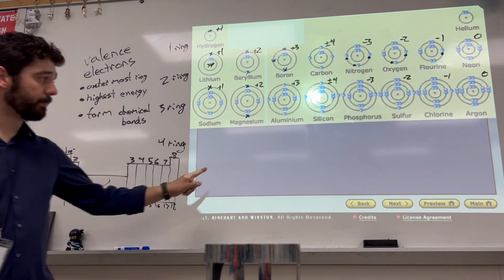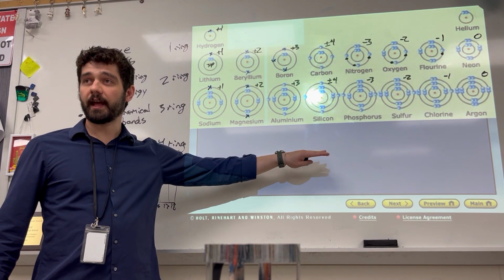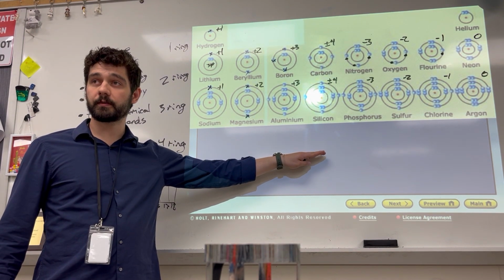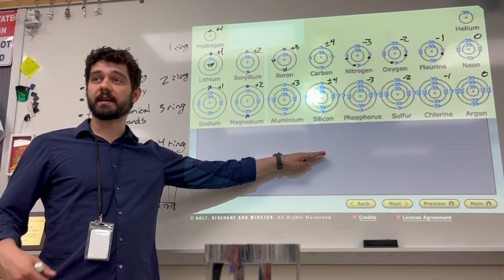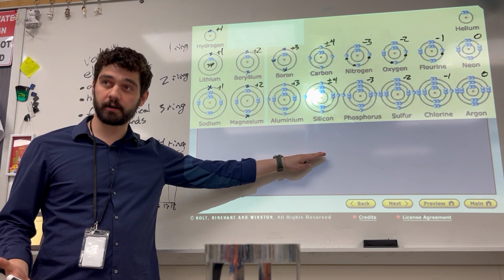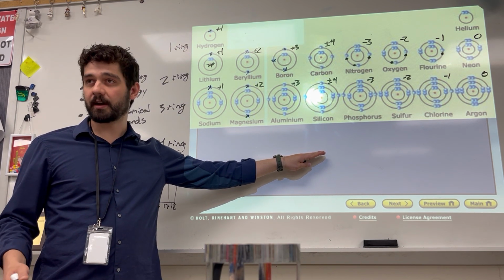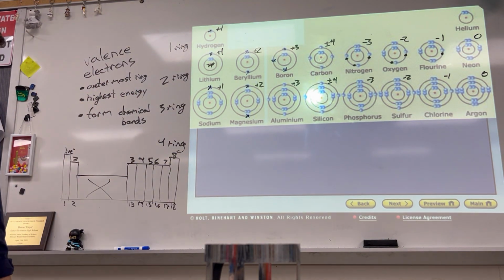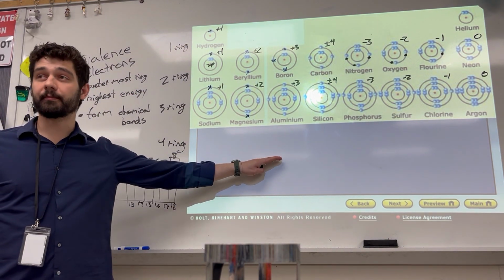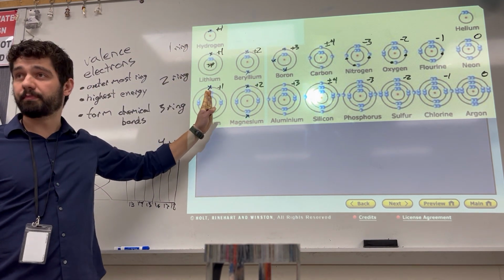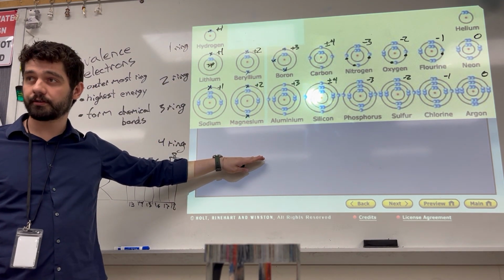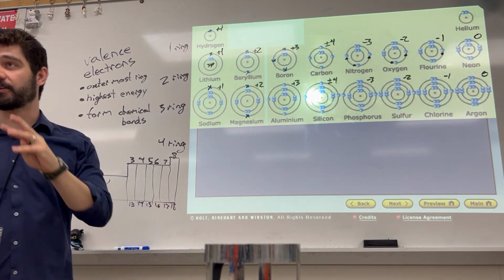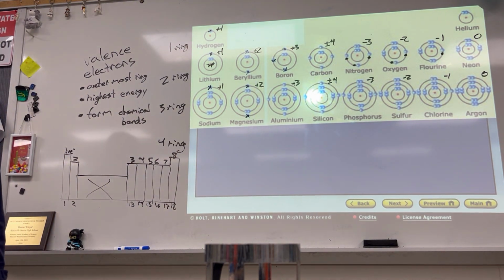Okay, so another pattern to write down. Elements in the same group become the same charge when they become ions. Elements in the same group become the same charge when they become an ion. That's pattern number 3 for today. Okay, that's the last one.